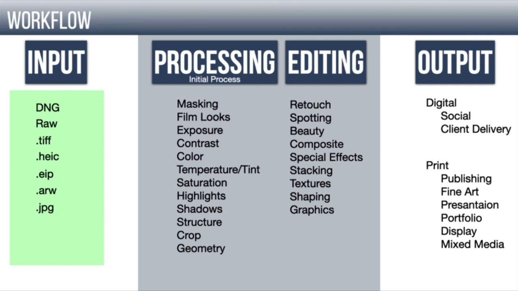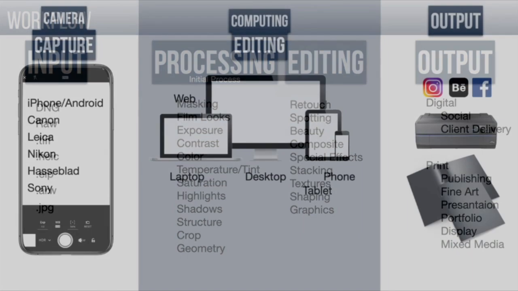Then generally you're going to have some initial processing like film looks, maybe some masking, contrast, color temperature, that sort of thing. Then we often have editing or retouching or more heavy lifting manipulation, which you would do in Photoshop. Beauty retouching, spotting, compositing, adding special effects, textures, graphics, that sort of thing. And then we often have an output, whether that's digital for social or giving it to your client, or printing, like going to a printing press, printing a picture for your wall, something like that.